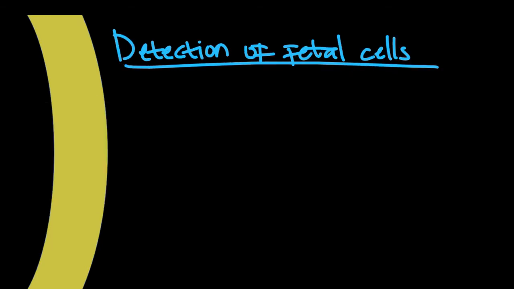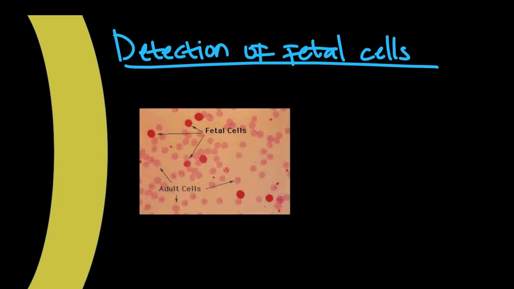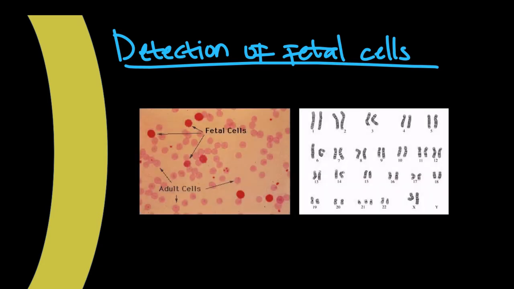The next method is the detection of fetal cells. This method is used to detect fetal autosomal aneuploidy, which is a condition where there is an abnormal number of chromosomes in the fetal cell. When used as a diagnostic technique, usually only small amounts of fetal cells can be found circulating in the mother's bloodstream, and these cells would then be scooped up and used to sequence the maternal plasma cell-free DNA.